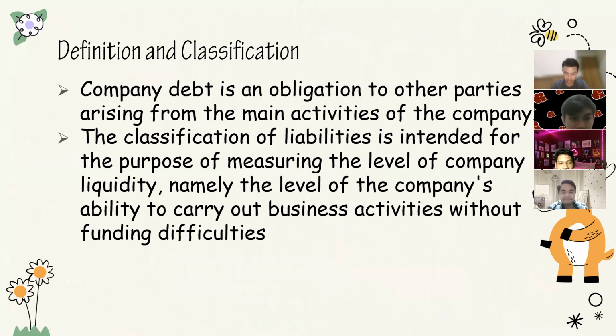Okay, I would like to explain about other debt and obligation, definition and classification. Company debt is an obligation to other parties arising from the main activities of the company. The classification of liabilities is intended for the purpose of measuring the level of company liquidity, namely the level of the company's ability to carry out business activities without funding difficulties. Liabilities can be classified into two groups.